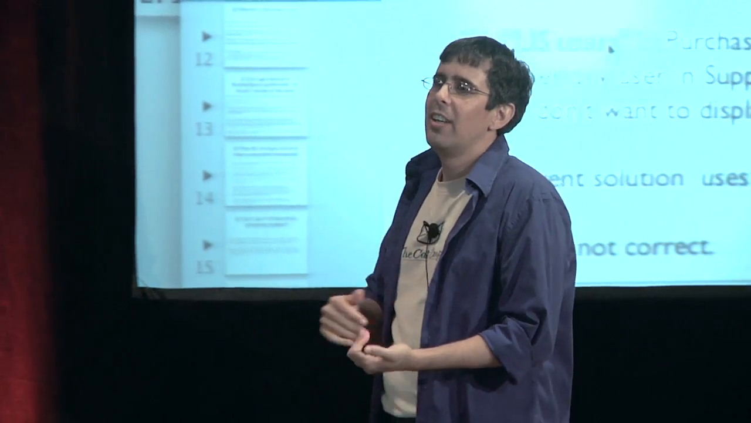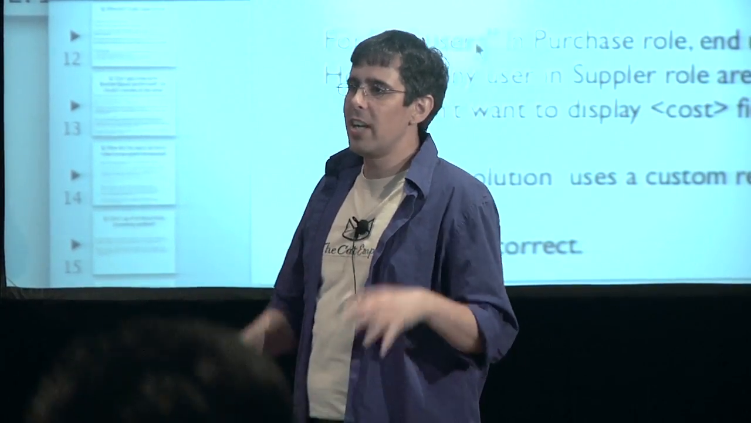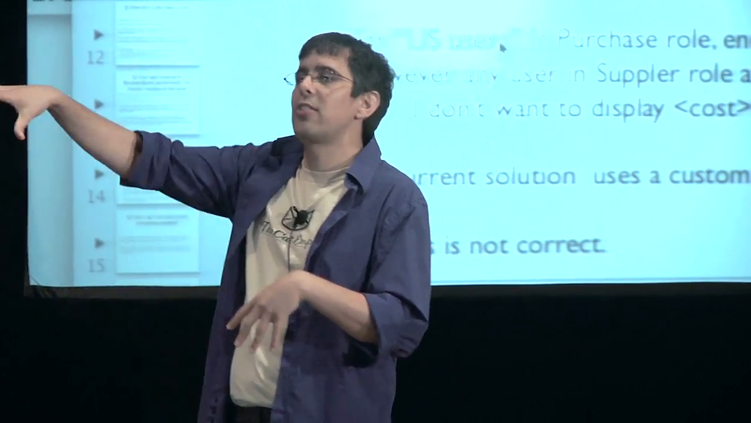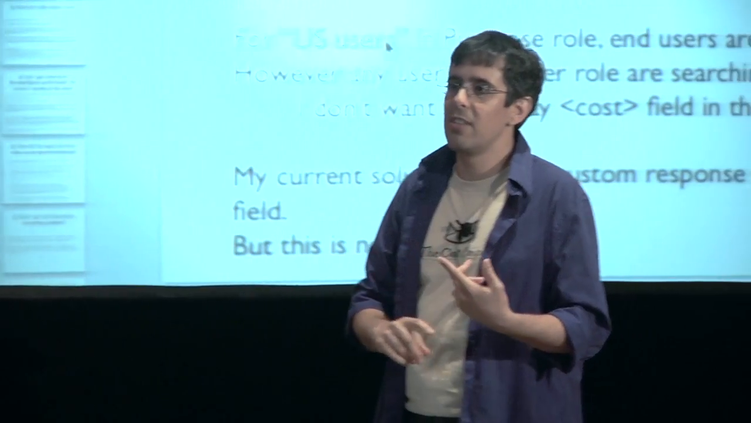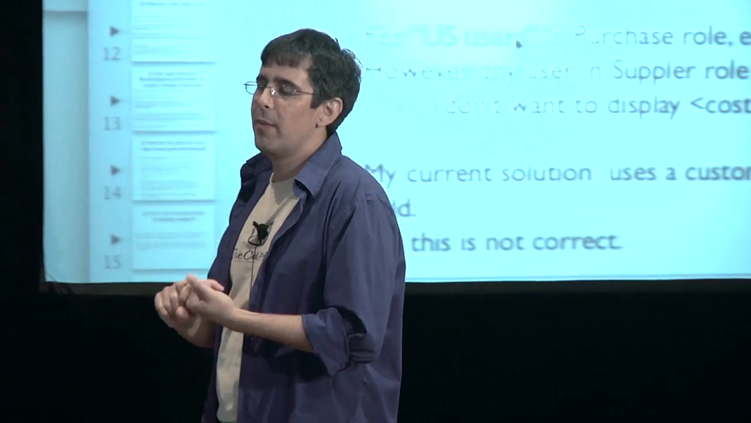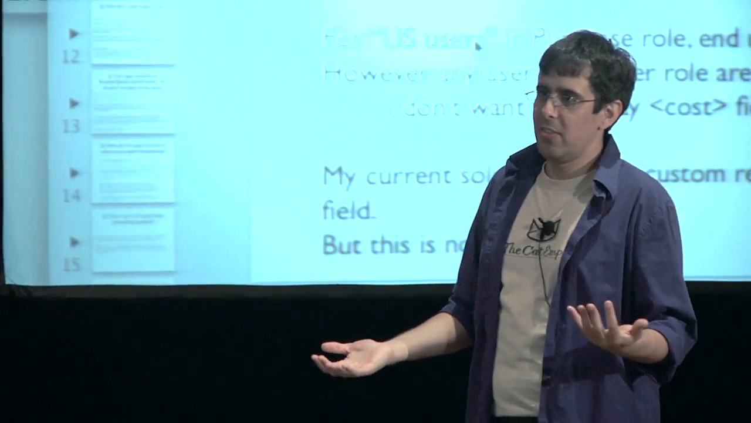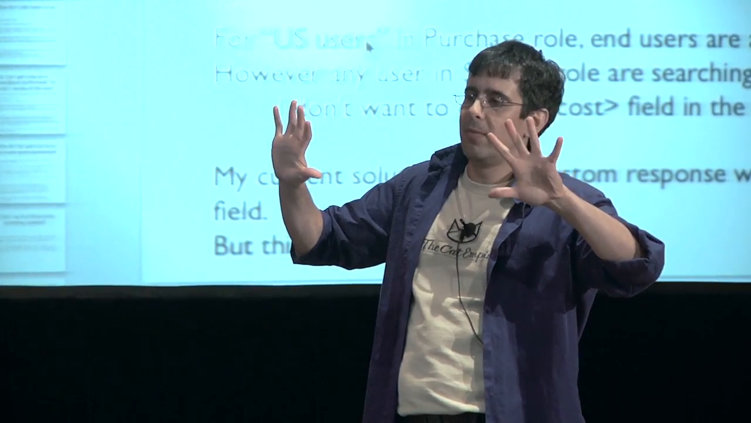Venkat. All right, so to paraphrase your question here, you want your purchasers to search on any field, but your suppliers should never see the price field or be able to search on it, right? Okay, so the easy solution to this is to have two different UIs for your two people, right?